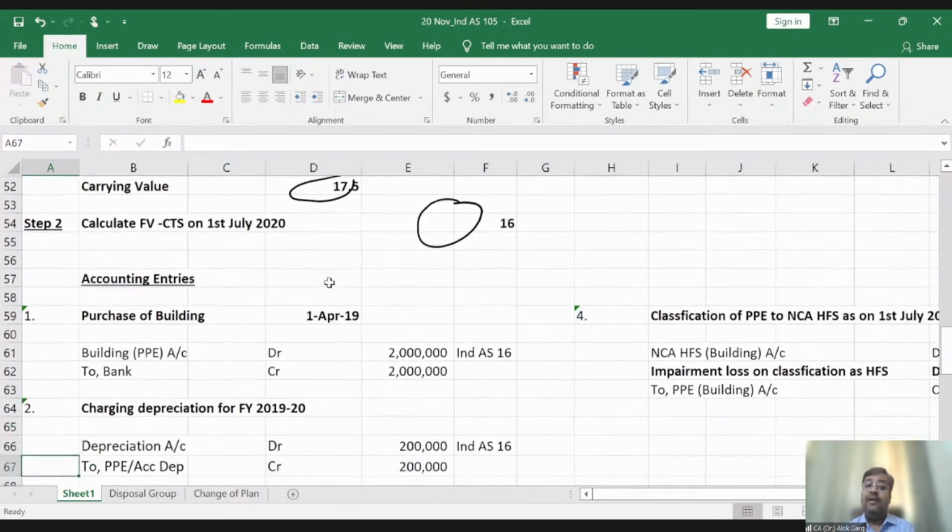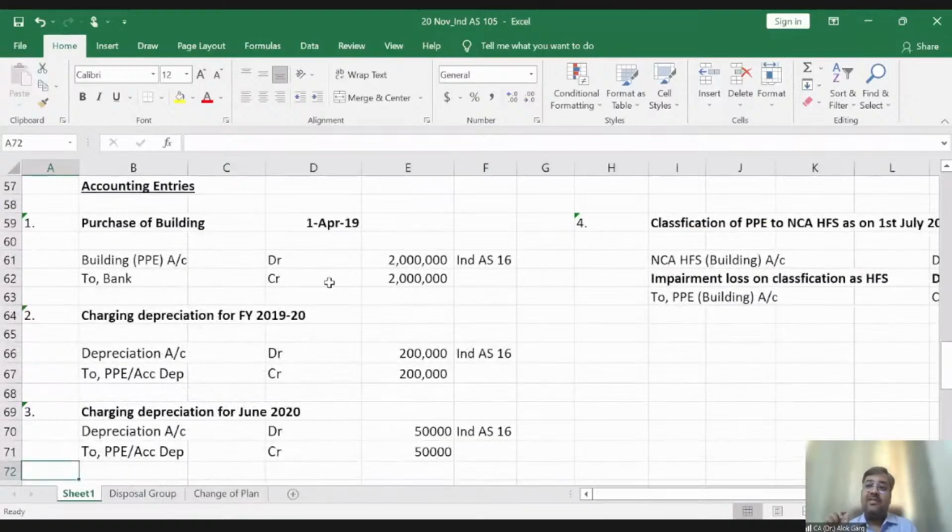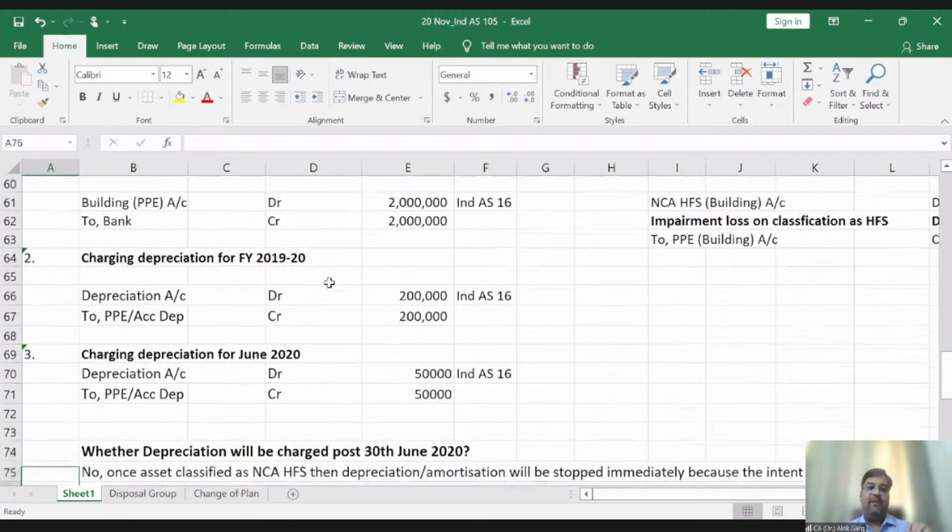Okay, sir. On the date of initial classification as held for sale, we have understood that this NCHFS has to be recognized at the lower of carrying value and fair value less cost to sell. Carrying value has to be calculated as per the respective standard, right? And fair value less cost to sell has to be calculated as per this standard. Whatever is lower, we will recognize that. Whatever the difference is, we need to recognize it as an impairment loss in P&L, not in OCI, in P&L. Okay, very fair.